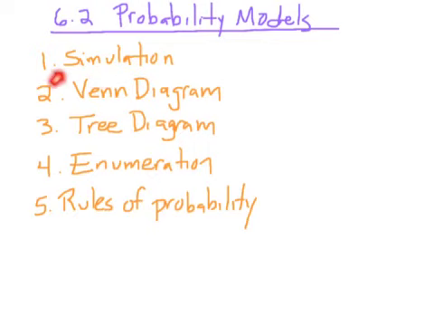We've already talked about simulation in section 6.1. We just talked about Venn diagrams and tree diagrams, and we'll certainly revisit these a little later. I want to finish up by tackling enumeration, and then we're going to tackle rules of probability. So enumeration is our next one. It basically just means list out all possible outcomes. To enumerate just means to make a list.